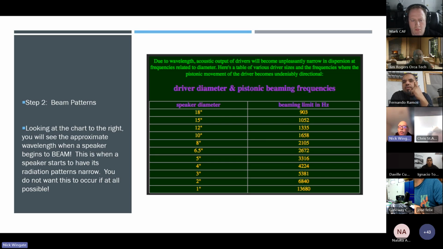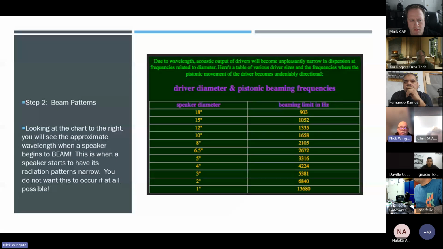And if you take a look at the 3 and the 4, you can see respectively, one is 4224, one is 5381. So if we want to get the radiation pattern of a 3.5, you add those two together and divide it by 2. That's like 4,800 hertz, okay? For 6.5, it's 2,600 hertz.